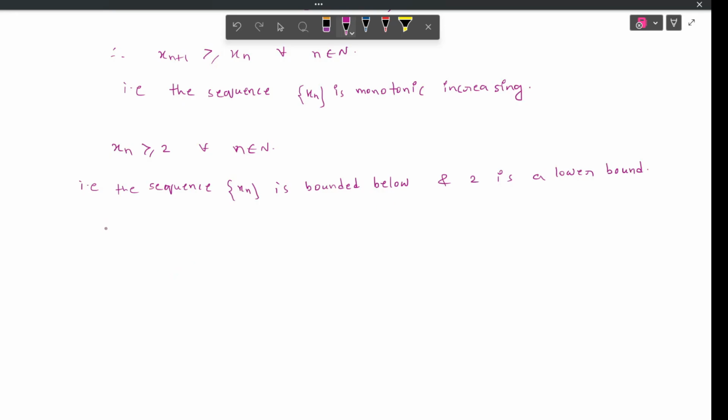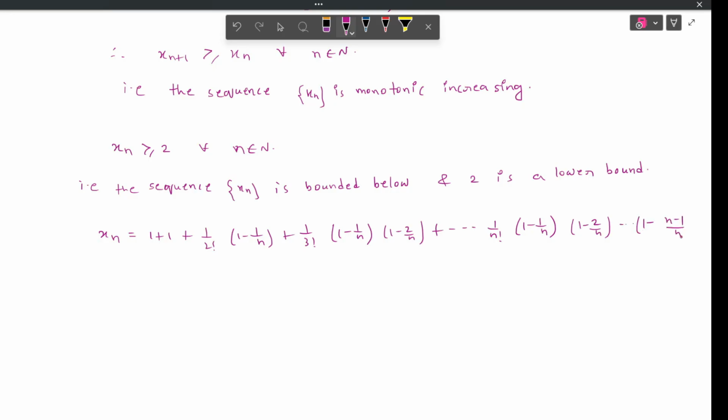Also, we can see that xn is 1 plus 1 plus, let me write it here, 1 by 2 factorial, 1 minus 1 by n, plus 1 by 3 factorial, 1 minus 1 by n, 1 minus 2 by n. In this way, 1 by n factorial, 1 minus 1 by n, 1 minus 2 by n, up to 1 minus n minus 1 by n.